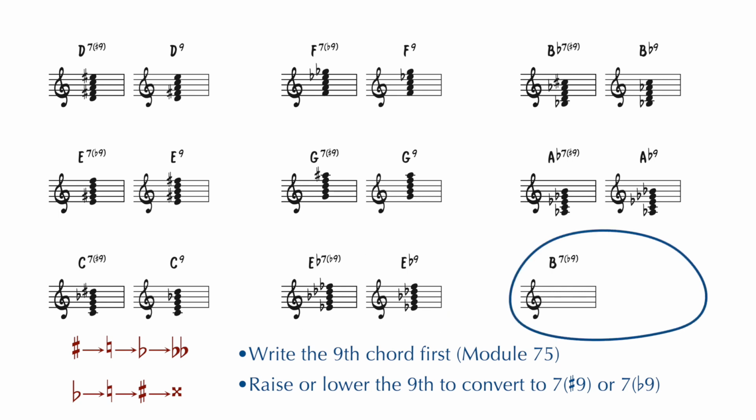And finally, number 9, B7 flat 9. First write a B9 chord. That's going to be B, D sharp, F sharp, A, and C sharp. This is a flat 9 chord, so we lower the ninth of the chord. The ninth is C sharp, becomes a C natural, or just C. And now we have B, D sharp, F sharp, A, and C. B7 flat 9.